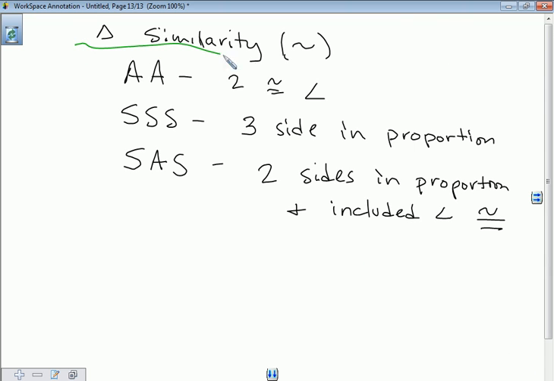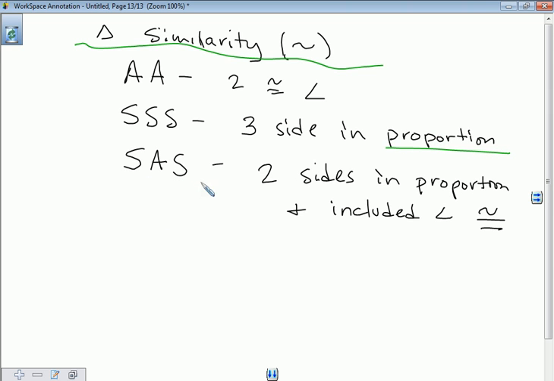All right, so similar triangles. Now we're on to similarity. We have 3 theorems and postulates we can use for triangle similarity. Angle, angle. If we can show that 2 angles of one triangle are congruent to 2 angles of another triangle, we have proven similarity. Side, side, side: instead of showing congruent, we are showing that they are in the same proportion. So if we have 3 sides of one triangle that are proportional to 3 sides of another, the triangles are similar.